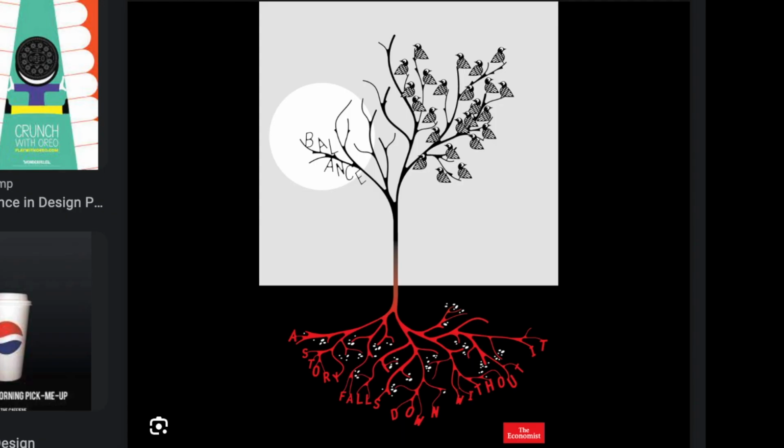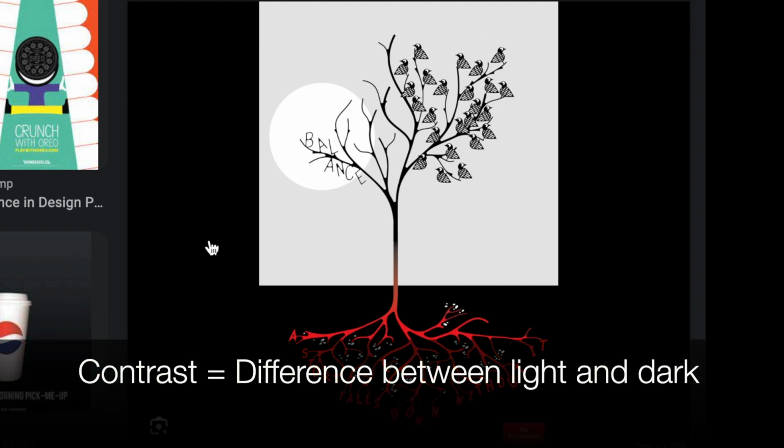This one I like. Look, it's balanced from top to bottom. Not side to side. A story falls down without it. Where is the balance? It's the leaves up here. Are those butterflies? They look like butterflies. And then the roots down here. And look at how they use the differing colors, the light up here and the dark down here, to give you some contrast. We'll talk about that in a minute. The difference between light and dark, right? But we have at the top what we have at the bottom, and that makes it really visually appealing.